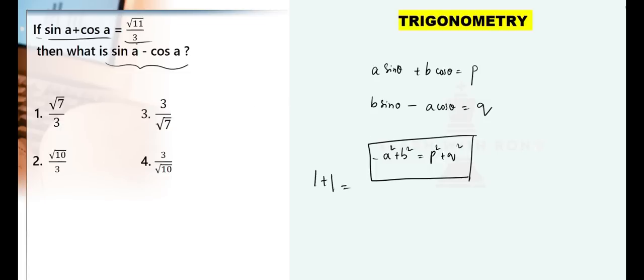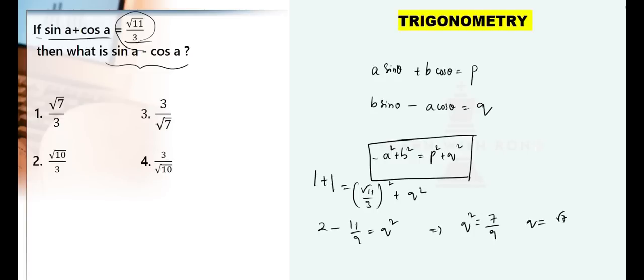So here A is given as 1 and B is also given as 1. Here P value is given as root 11 by 3. So root 11 by 3 whole square plus we have to find Q value here. So 2 minus 11 by 9 equals Q square. So Q square equals 18 minus 11 by 9 which is 7 by 9. So we got Q as root 7 by 3, our answer, option number 1.